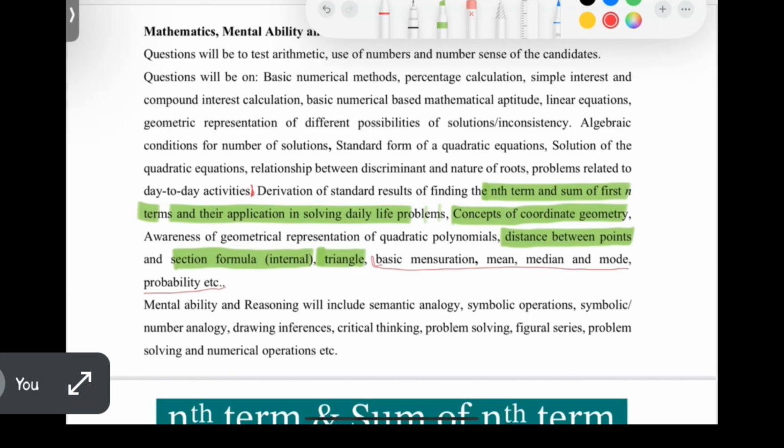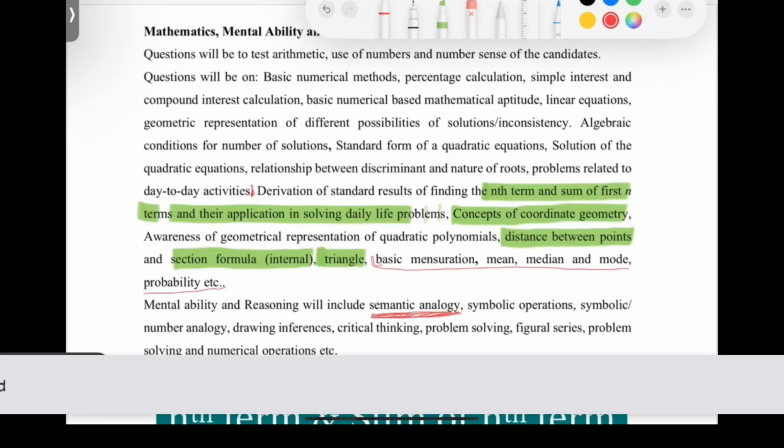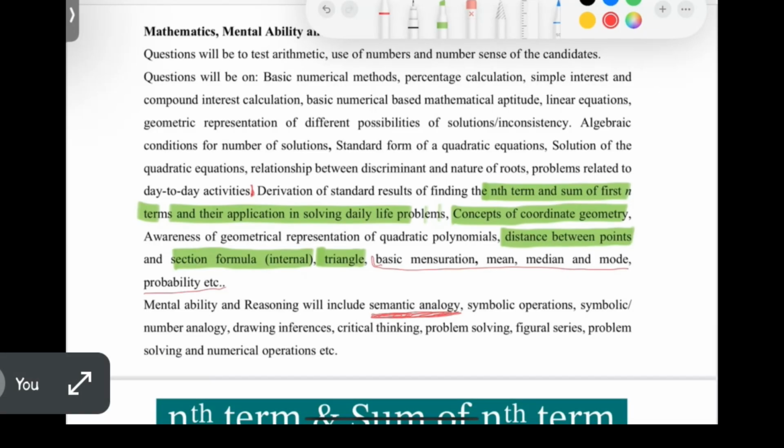I think in reasoning, there are a few topics I need to discuss. I think this one is important: systematic analogies. Most probably they will ask you number analogy kind of questions. So they will give a set of numbers and you are asked to find which one is the odd one or something like that only. So we'll discuss that if we get time. But most probably we need one more session to finish this: basic mensuration, mean, median, mode, and probability.